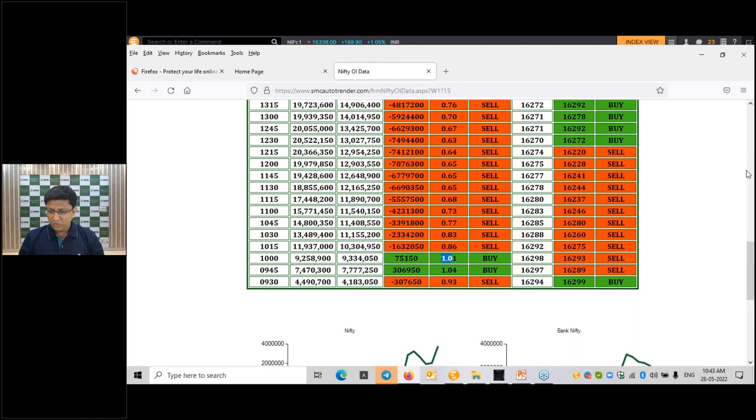So what is the important ratio? So if PCR is say greater than 1.25, note down, if the PCR is greater than 1.25, this is a buy signal.